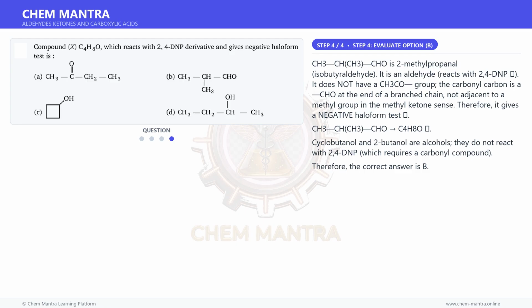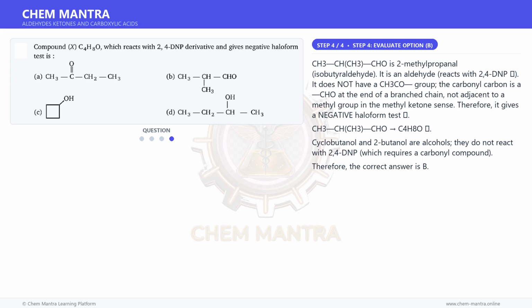CH3CH(CH3)CHO is 2-methylpropanal, isobutyraldehyde. It is an aldehyde, reacts with 2,4-DNP. It does not have a CH3CO group. The carbonyl carbon is a CHO at the end of a branched chain, not adjacent to a methyl group in the methyl ketone sense. Therefore, it gives a negative haloform test.